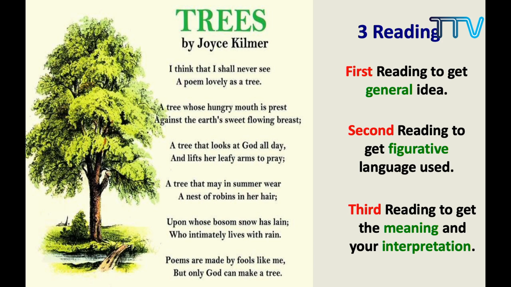In the first reading, you just try to get some idea by looking at the title and the illustration. In the second reading, you try to see the different figurative language, the different literary devices, the different words related to emotion. In the third reading, you will get some idea what this poem is about, what the poet is trying to tell, what kind of story, what kind of feeling. And then you give your own interpretation.